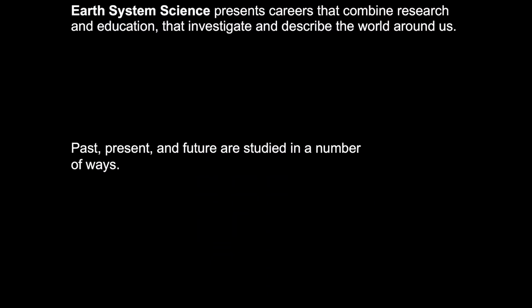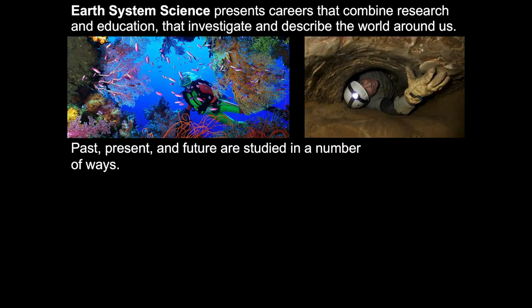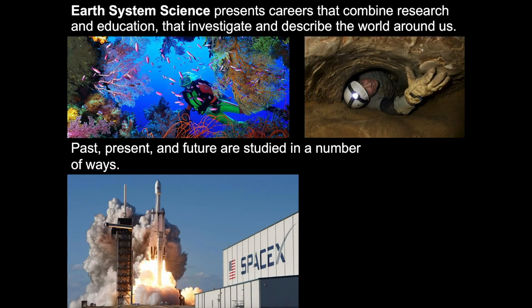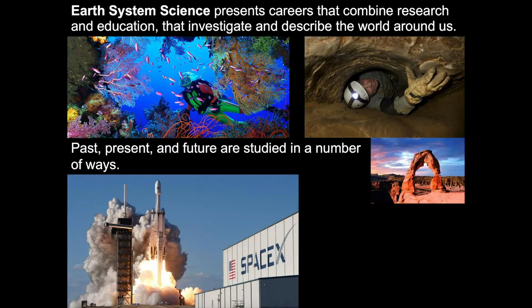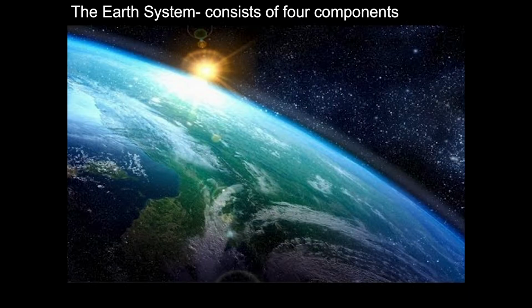Earth system science presents careers that combine research and education that investigate and describe the world around us. Past, present, and future are studied in a number of different ways. Earth system scientists work underwater, underground, in space, in the desert, and in the Arctic.